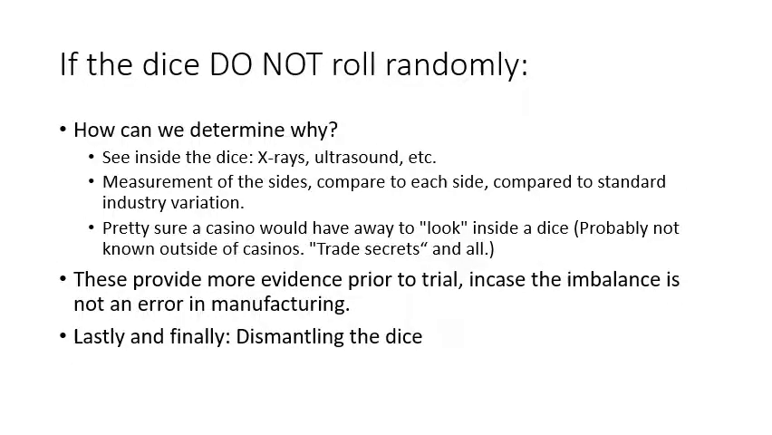If the dice do not roll randomly, how can we determine why? See inside the dice, X-rays, ultrasound, etc. Measurement of the sides, compared to each side, compared to standard industry variation. Pretty sure a casino would have a way to look inside a dice, probably not known outside of casinos. Trade secrets and all. These provide more evidence prior to trial, in case the imbalance is not an error in manufacturing. Lastly and finally, dismantling the dice.